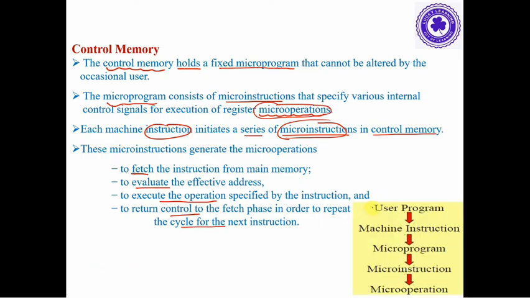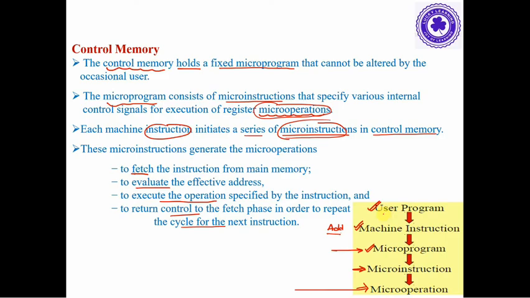As we know, the user program is divided into machine instructions, and each machine instruction, let us say ADD is one machine instruction, will have a microprogram for that machine instruction. And each microprogram is a collection of micro instructions, meaning it is not going to be performed in a single operation. It is going to be divided into multiple operations, so we call them micro instructions. And within each micro instruction, we have micro operations.